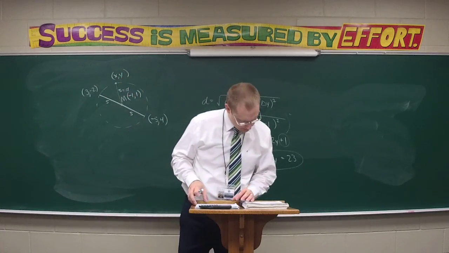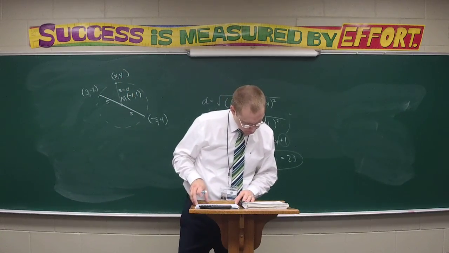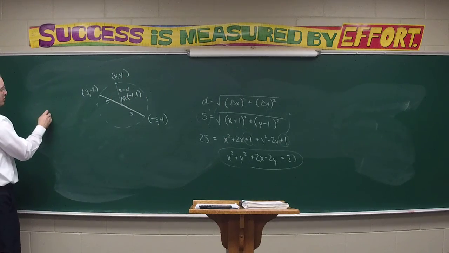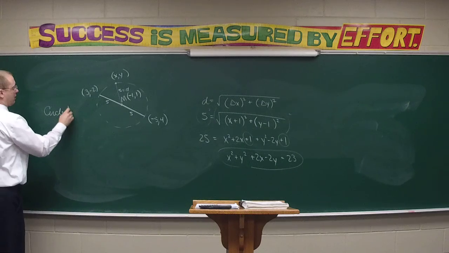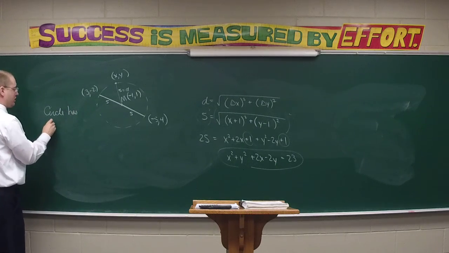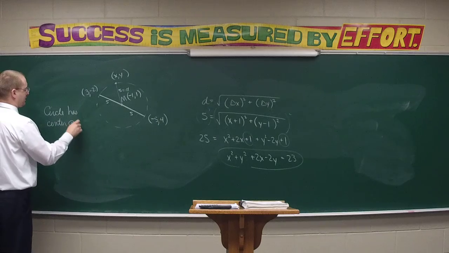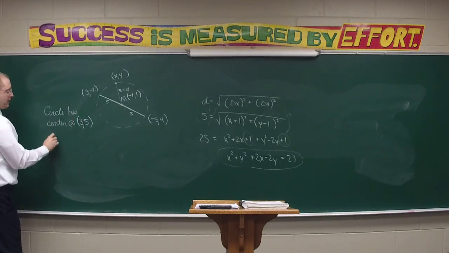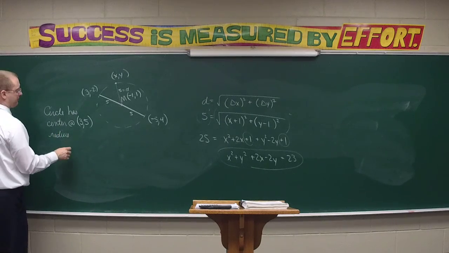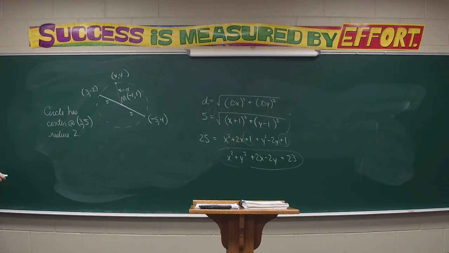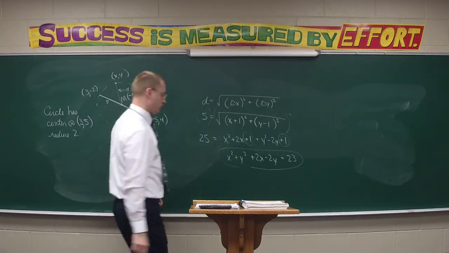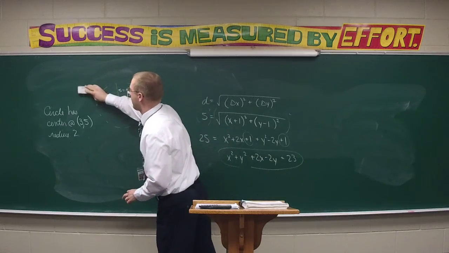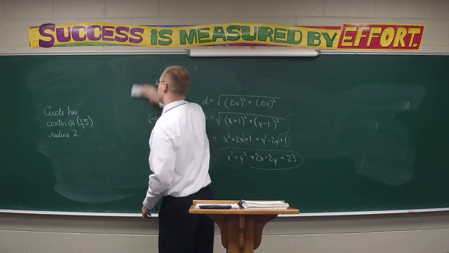All right. Let's suppose I knew that my circle has a center at 3, 5, and a radius of 2. Find for me the equation of that circle. Or you could say the locus of points a distance of 2 from the point 3, 5.